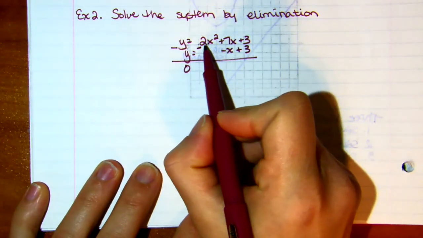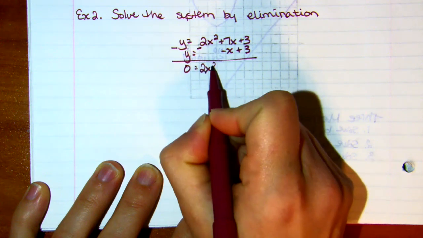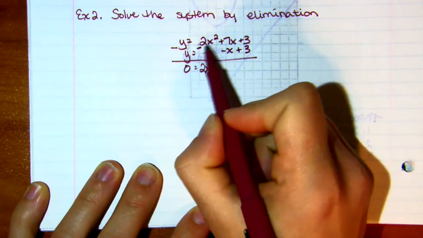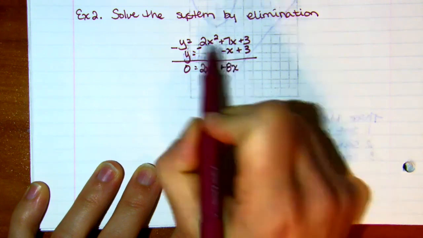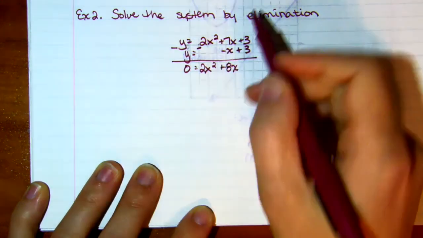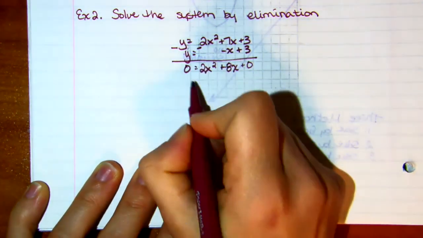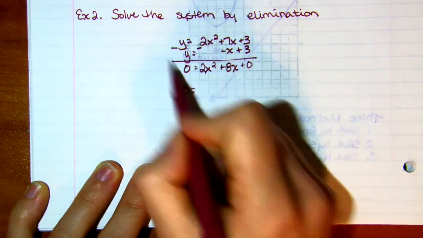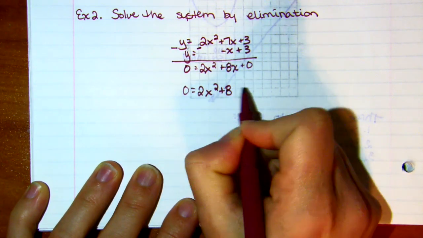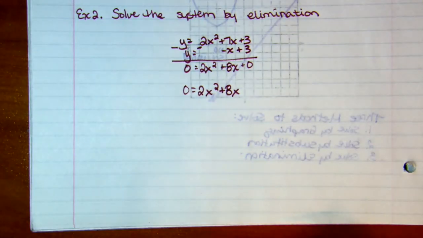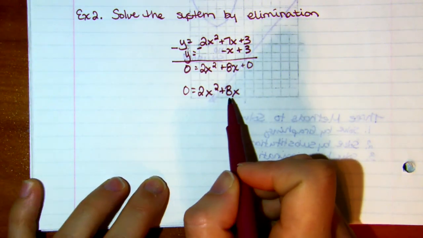That was easy. 2x squared minus 0x squared then is 2x squared. 7x minus a -x is going to be 8x because I'm adding x really there. And 3 minus 3 is 0. So when I eliminated y, I wound up with 2x squared plus 8x. And I think I'm actually going to try and do this one by factoring as well.